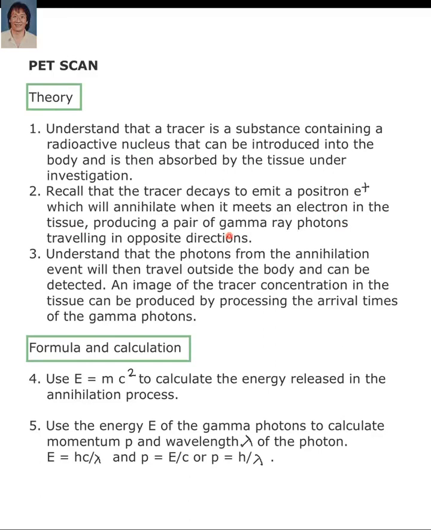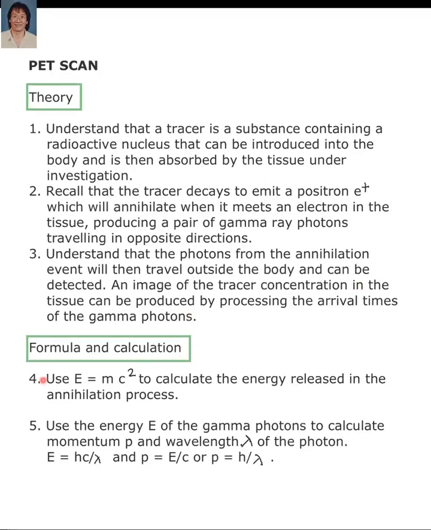Then number 3, understand that the photons from the annihilation event will then travel outside the body and can be detected by detectors. An image of the tracer concentration in the tissue can be produced by processing the arrival times of the gamma photons. Then you need to know the formulas and the calculations you need to remember.